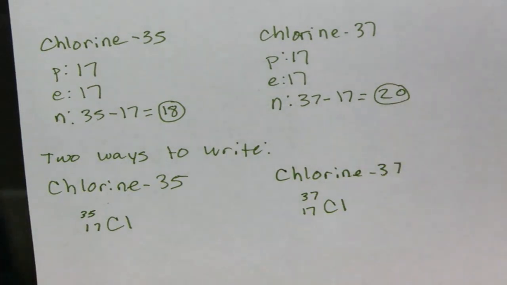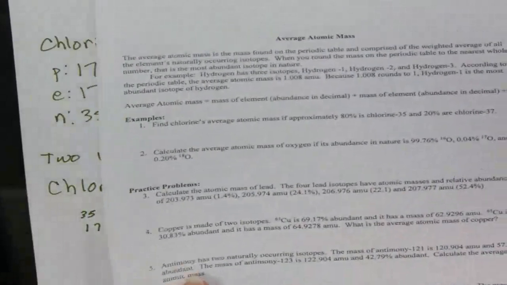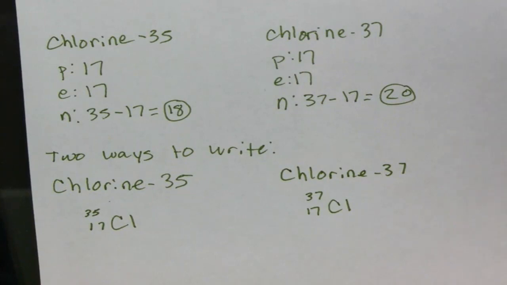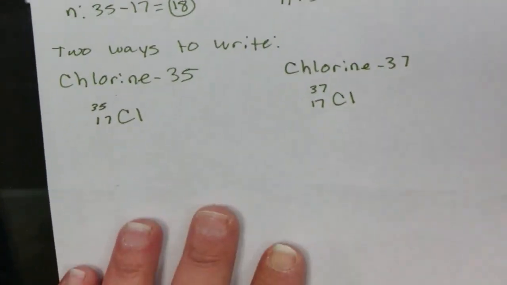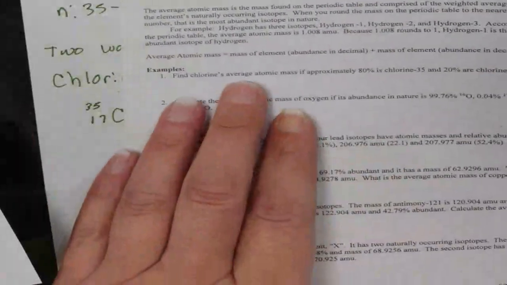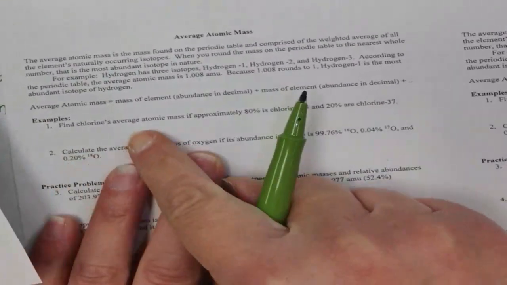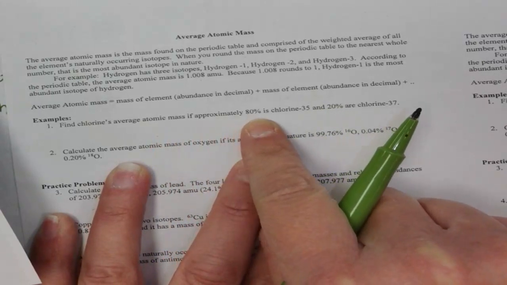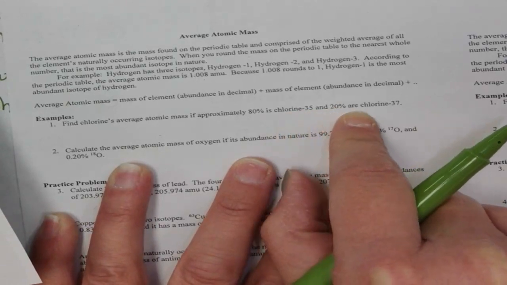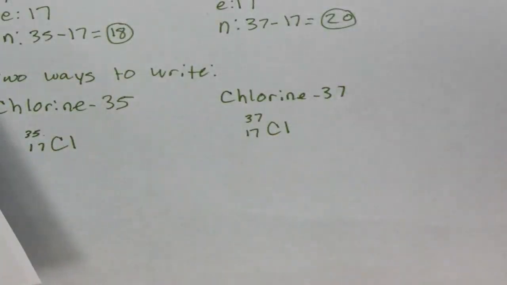Now, let's investigate where the decimal places in the atomic mass on the periodic table come from. And so we're going to move into our worksheet, the average atomic mass. All right. We are going to do the first practice problem. All right, here. Find chlorine's average atomic mass if approximately 80% is chlorine-35 and 20% is chlorine-37.